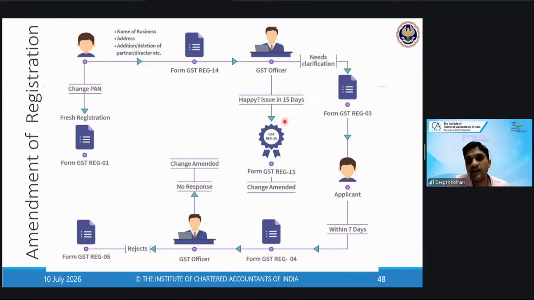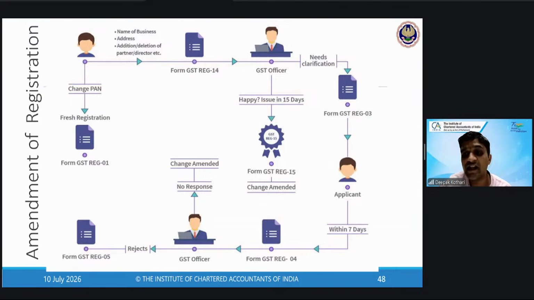Otherwise, if the PAN is the same and there are some changes in your business, like a change in the address, then you will apply. If the GST officer is convinced, then within 15 days he will approve the amendment and give you a new registration. Else, if he needs any clarification, he will issue a notice. Then you should reply within 7 days in form REG-04. If there's no response from the officer within time, then your change is automatically approved, or he should approve it. If he rejects it, he'll give you an order in REG-05.